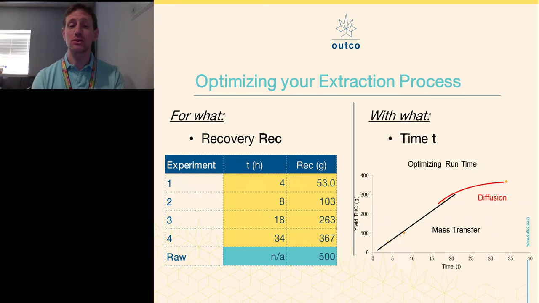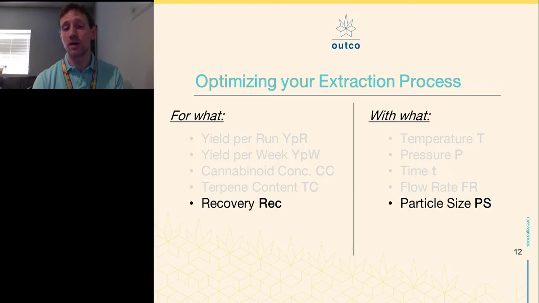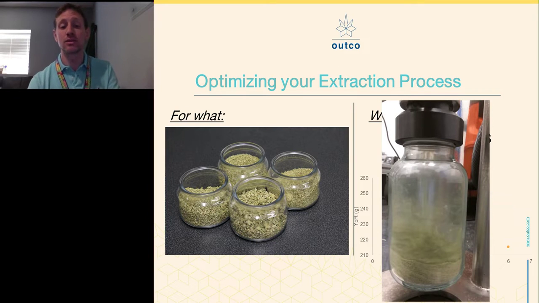Okay, so this was our time example, but we can also look at particle size for our recovery. And as I already mentioned, anecdotally, we think there should be an effect. But actually, let's look at the data. So when we use the same starting material, the same amount of extractor loading, the same conditions on temperature, pressure, and time, so therefore they're not important in this example, and the only thing we change is particle size, we see that we get higher recoveries with smaller particle size. And it's an obvious trend here.